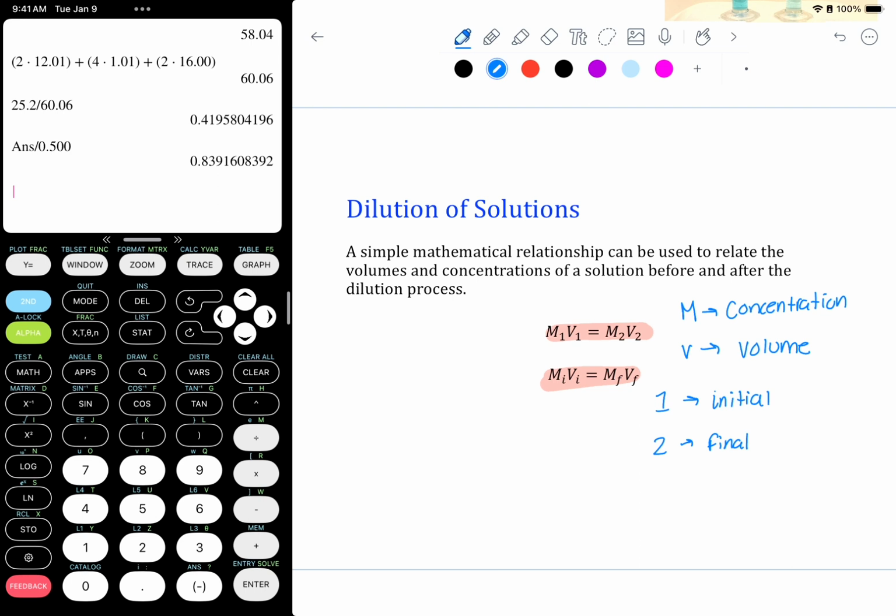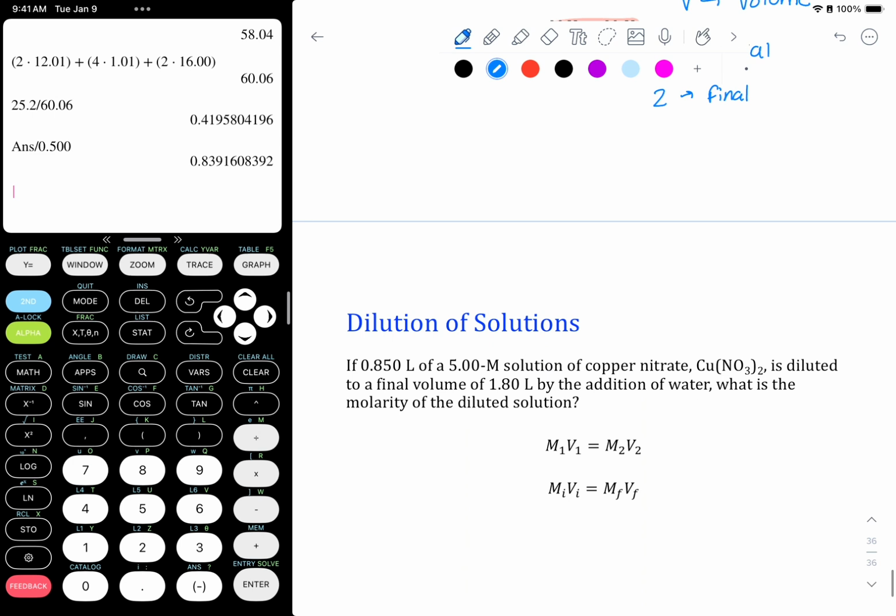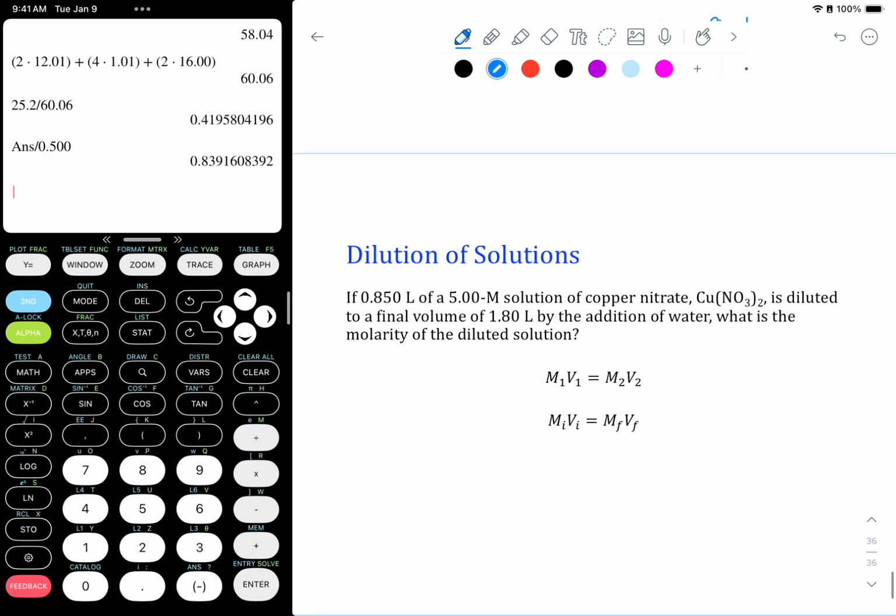Or you know the final concentration, the final volume, and the initial concentration, and you're finding the initial volume that you need to use. It just becomes a 4-variable problem where you know 3 and you solve for the 4th. So let's look at an example.